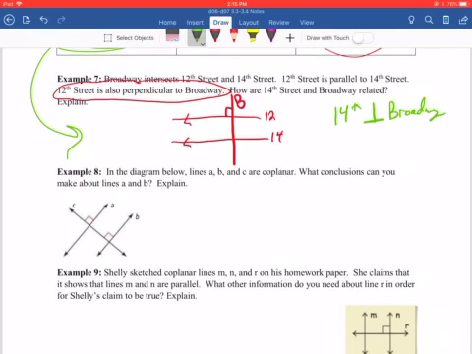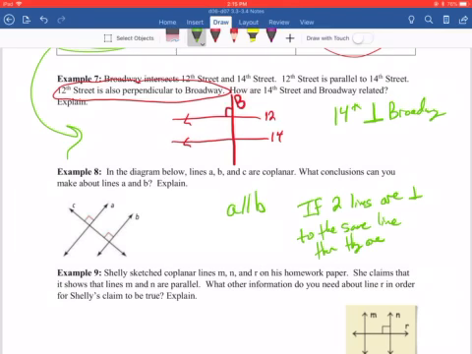In the diagram below, lines A, B, and C are coplanar, meaning they're on the same plane. What conclusions can you make about lines A and B? They're parallel. Why? Okay, so I can't write that. So look back on page 3 for the theorem. Good. If two lines are perpendicular to the same line, then they are parallel. So that was on page 3 of your notes.